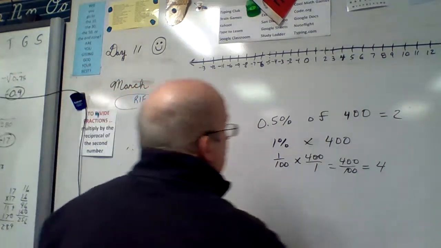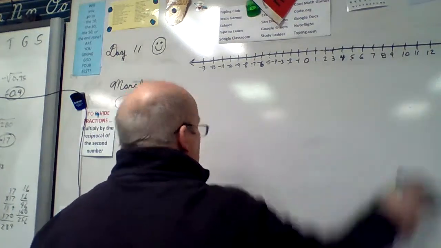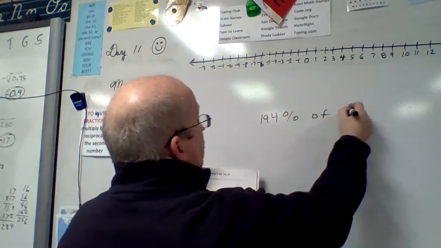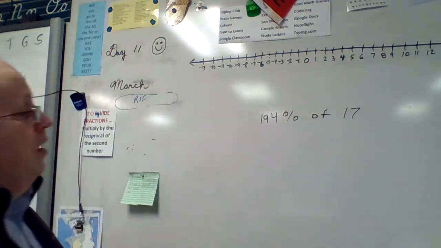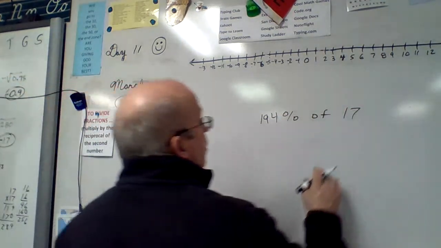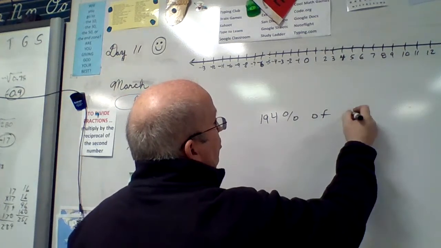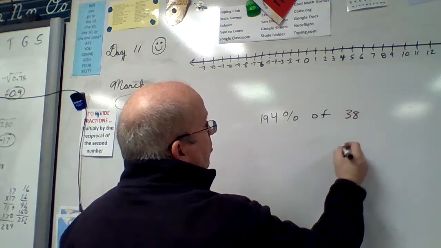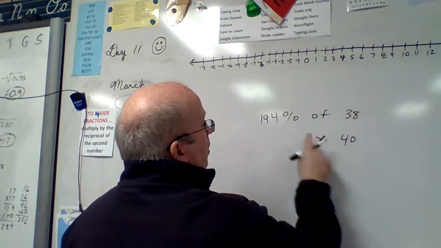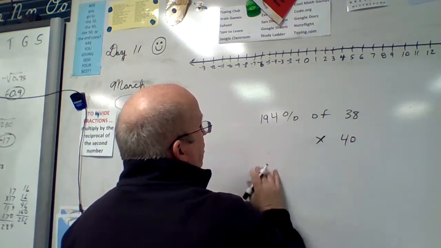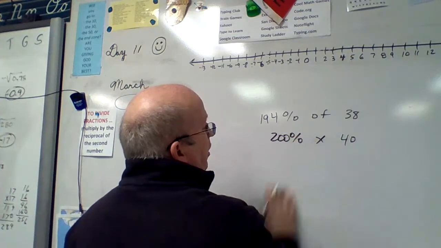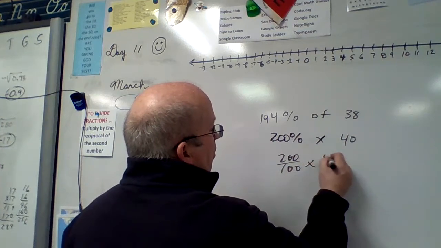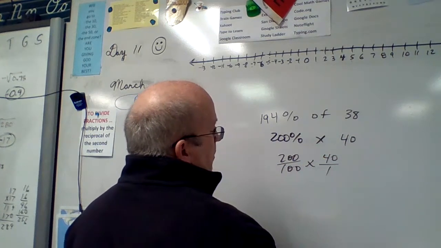Problem 3. How would I do something like 194% of 17? Well, I'm not going to do this problem, but I will do this problem. What if instead of 17, I change this to, say, 38? Okay? I'm going to think about this as being similar to 40, and I'm going to think about this as multiplication. I'm going to think about this as being similar to 200%. Doesn't percent mean hundredths? Yeah. Why don't I just do that problem?